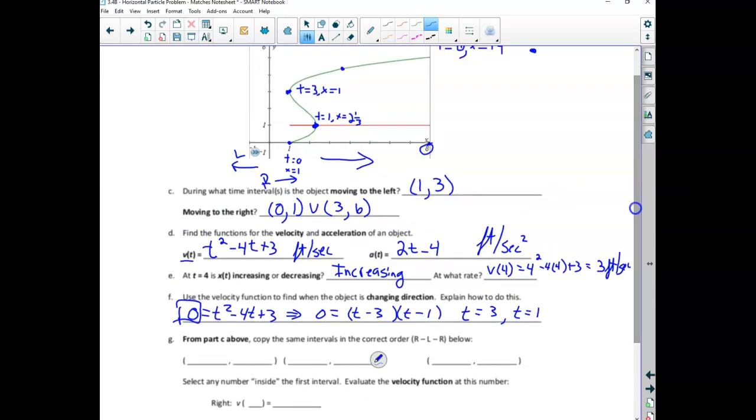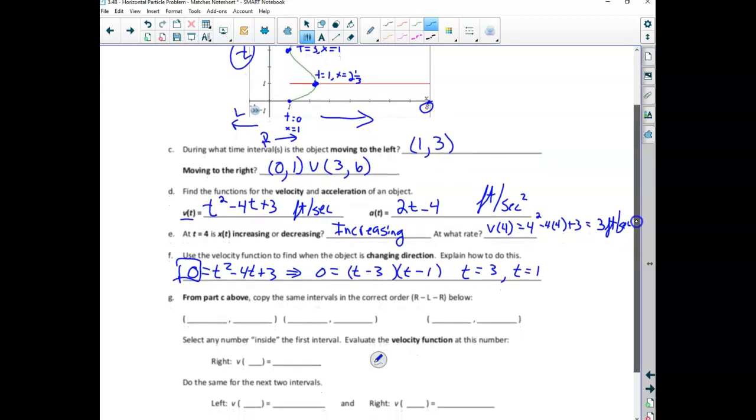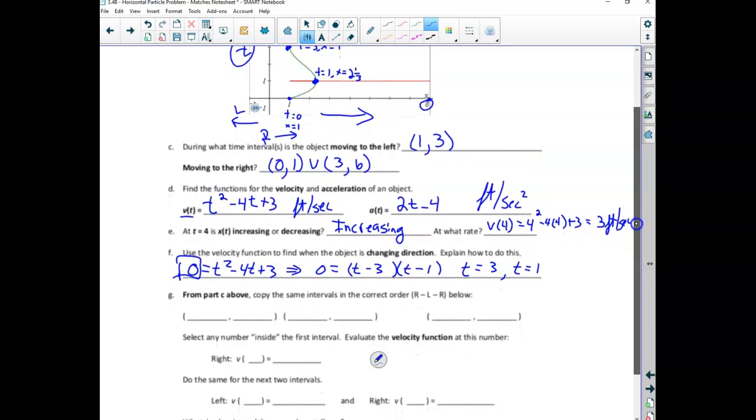T equals 1, t equals 3, because that's my t-axis over here. So position is 0. From part C above, copy the intervals in the correct order, left, right, left. Well, I just did that before. We went right from 0 to 1, sorry. Then we went left from 1 to 3. Then we moved right from 3 to 6 again.